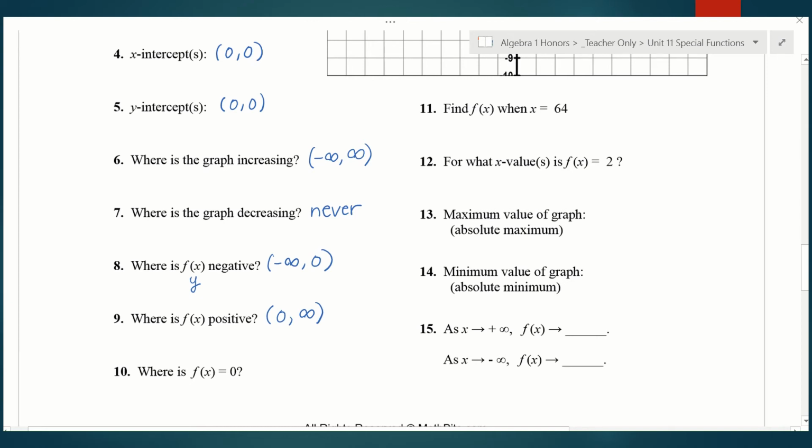Okay, number 10, where is f of x equal to 0? So basically, what is x if y is 0? X is 0. There's only one point on that graph where y is 0, and x is also 0 at this point.